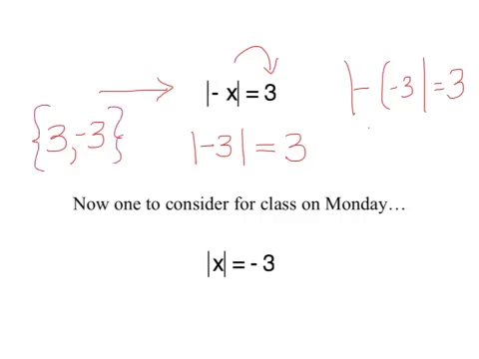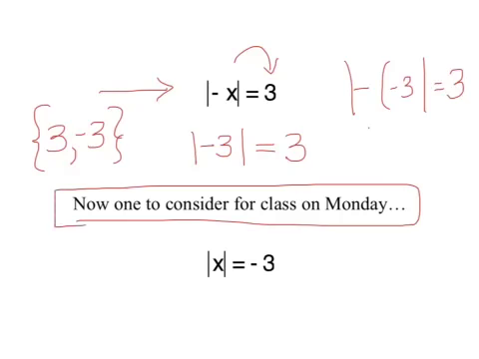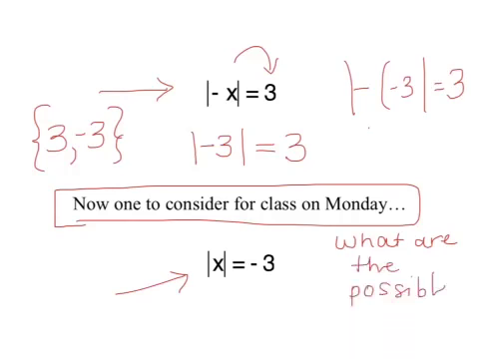All right, so now I want you to consider one for class tomorrow. So this is the one I want you to think about for Monday, okay? The absolute value of x equals -3. I want you to think of what are the possible values of x. Okay? All right, so that's our thinking for today, and that's all for now.